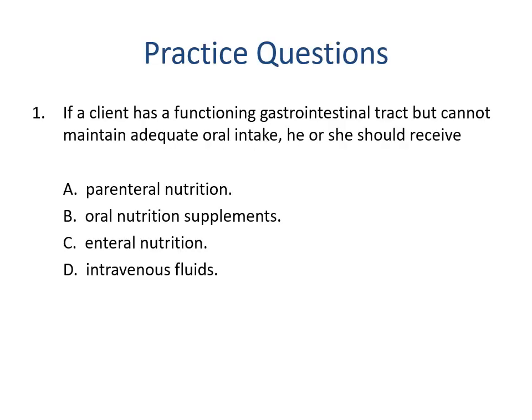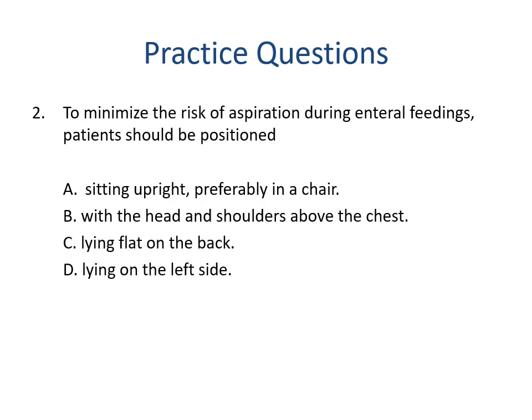All right, so questions. If a patient has a functioning gastrointestinal tract but cannot maintain adequate oral intake, the type of route we should use is, and this is answer choice C, enteral nutrition. So if the gut works, still use it. To minimize the risk of aspiration during enteral feeds, patients should be positioned, and so this is B, with the head and shoulders above the chest.